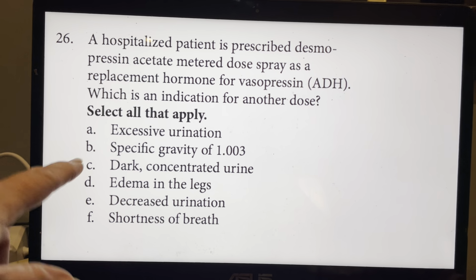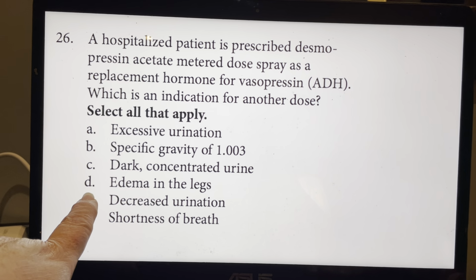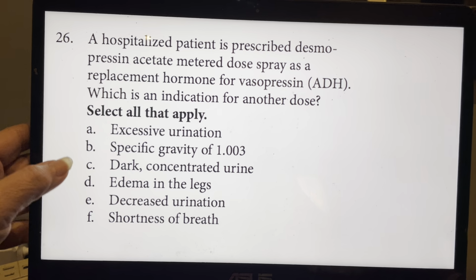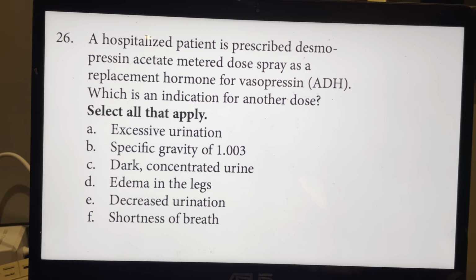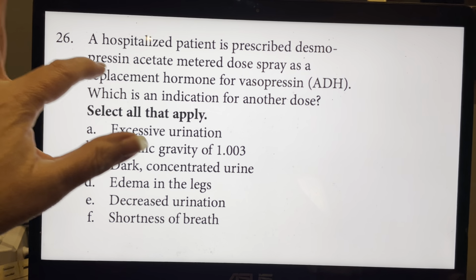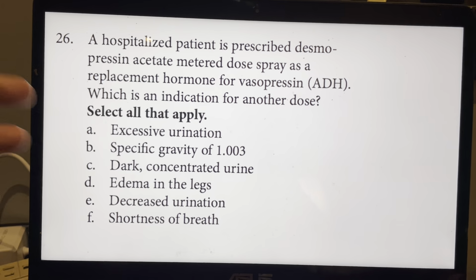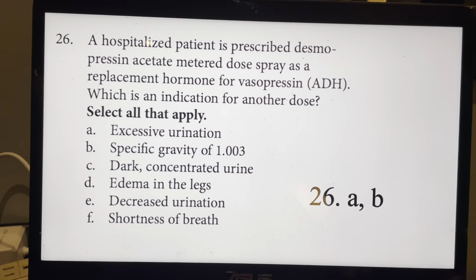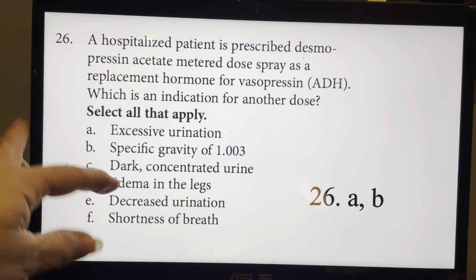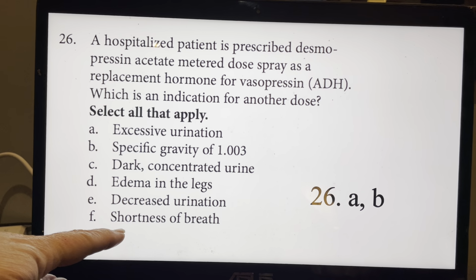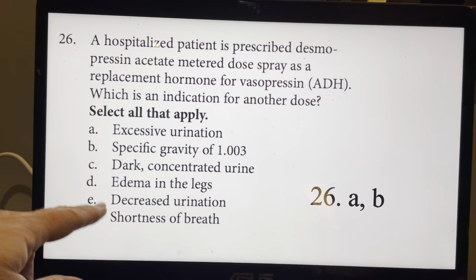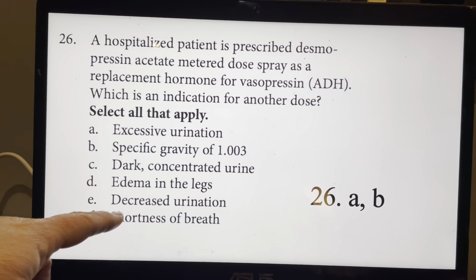Excessive urination, specific gravity of 1.003, dark concentrated urine, edema in your legs, decreased urination, or shortness of breath. Hospitalized patient, and he's getting ADH, so he's got to have diabetes insipidus. What you think? You got your answer? Right, A and B. We saved them. I know we did. Because look, dark urine, edema in your legs, decreased urination, shortness of breath. That's probably soggy Sid.